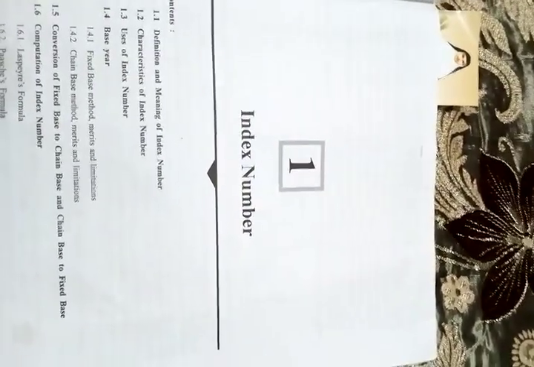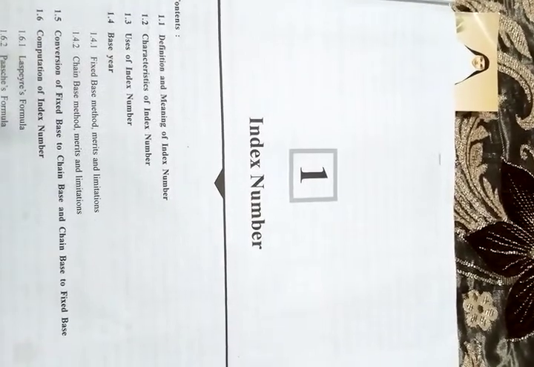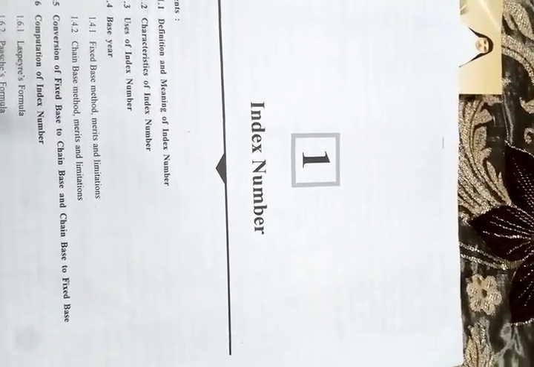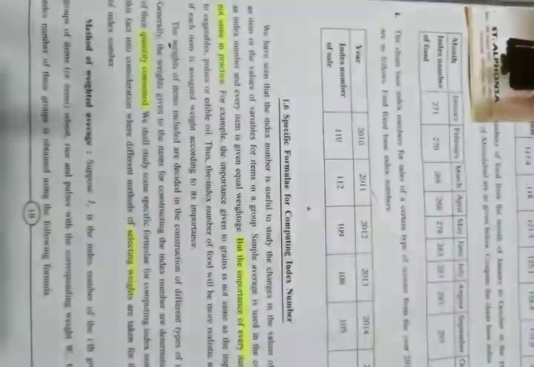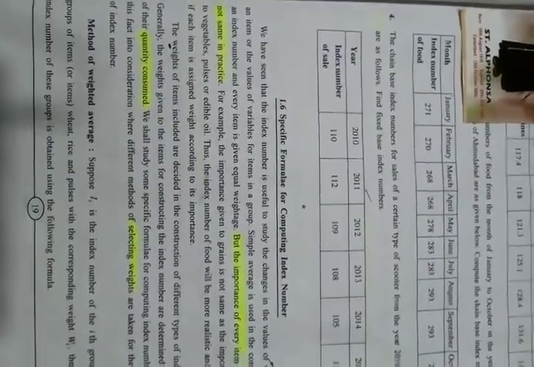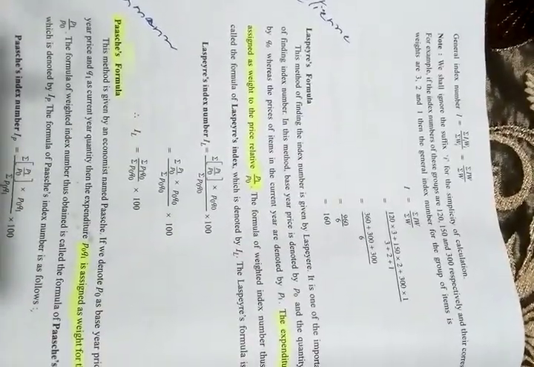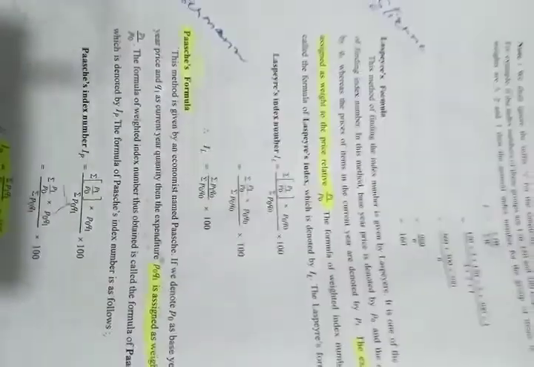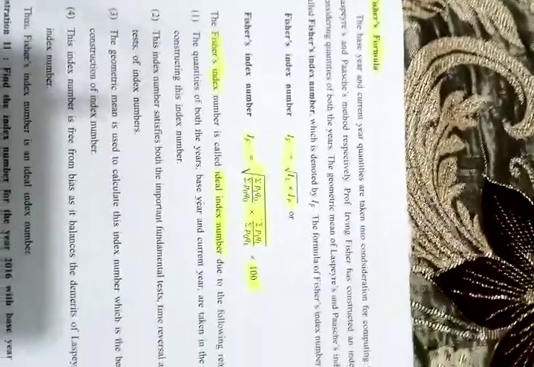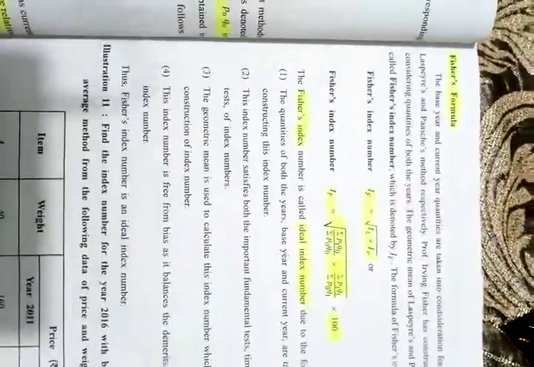Good morning, children. In our discussion on index number, we had seen different methods of calculation of index number with regard to its weight. The first method we have seen is weighted average method, and also we have seen its formulae. Then we have seen Laspeyres formula. Also we have seen Paasche's formula, and we had also seen index number according to Fisher's formula.